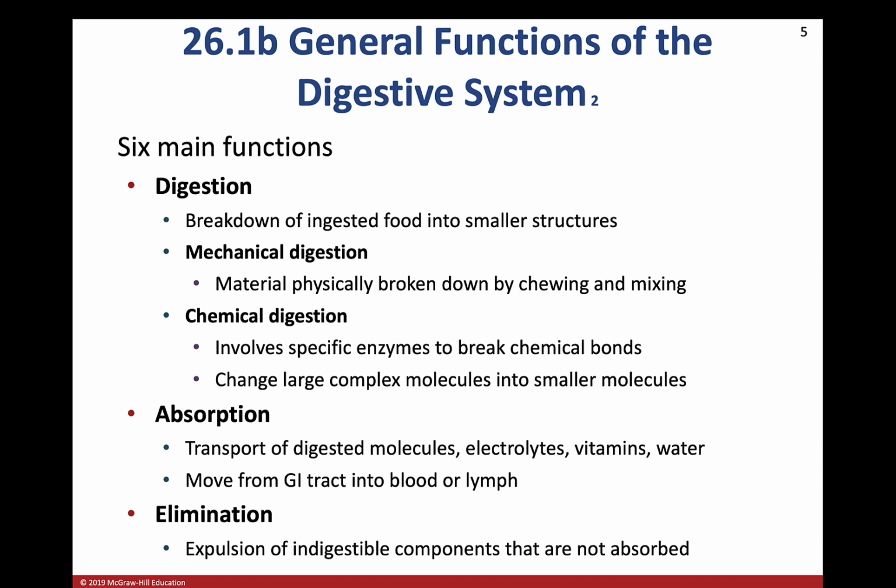The last function is going to be elimination, and we will see that our body is highly effective at getting as much as it can from what we ingest, but there will be some waste product and things that cannot be absorbed or actually digested.